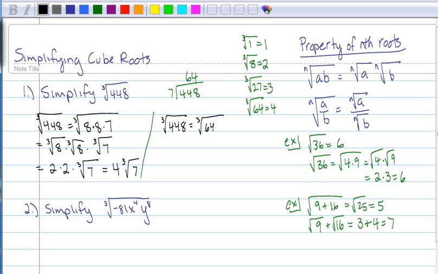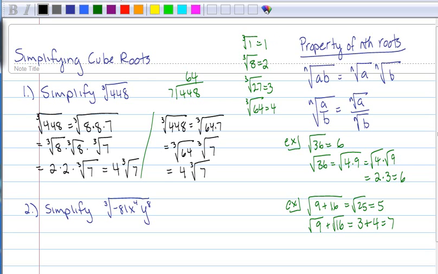That's 64 times 7, cube root of 64 times cube root of 7 using our property, and cube root of 64 is 4, so 4 cube root of 7. So that's if you saw that 64 was a perfect cube.